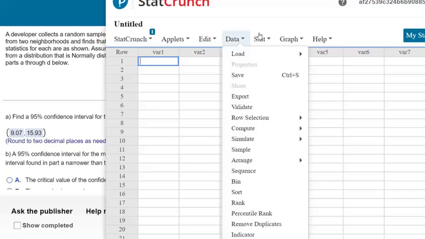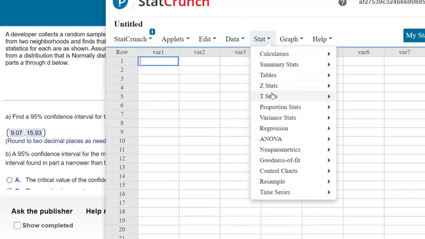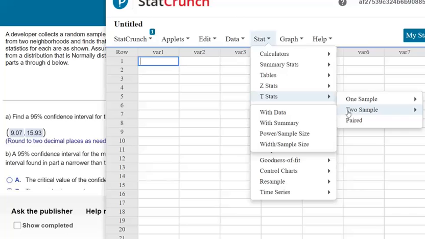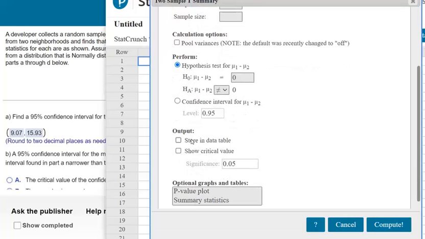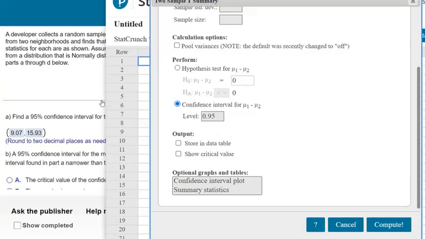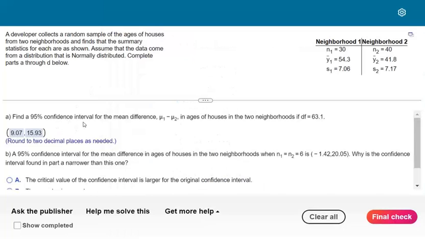So what you want is to go to stat, and it's a t statistic because we're dealing with a mean and we don't know the population standard deviation. With sample data, you're almost always using t stats, unless it's a proportion. But this is a mean, so we need the t stat, and we use the summary. So I just typed all the information in here, didn't click any other funny buttons other than a confidence interval. So that's how I got the confidence interval there.